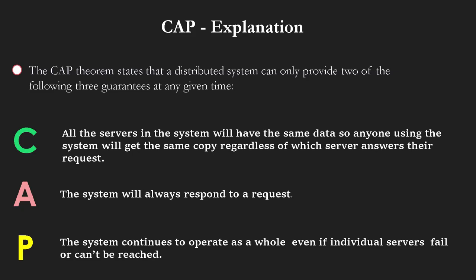Now let's see the explanation of the CAP theorem. The CAP theorem states that a distributed system can only provide two of the following three guarantees at any given time. C is consistency: all the servers in the system will have the same data, so anyone using the system will get the same copy regardless of which server answers their request.